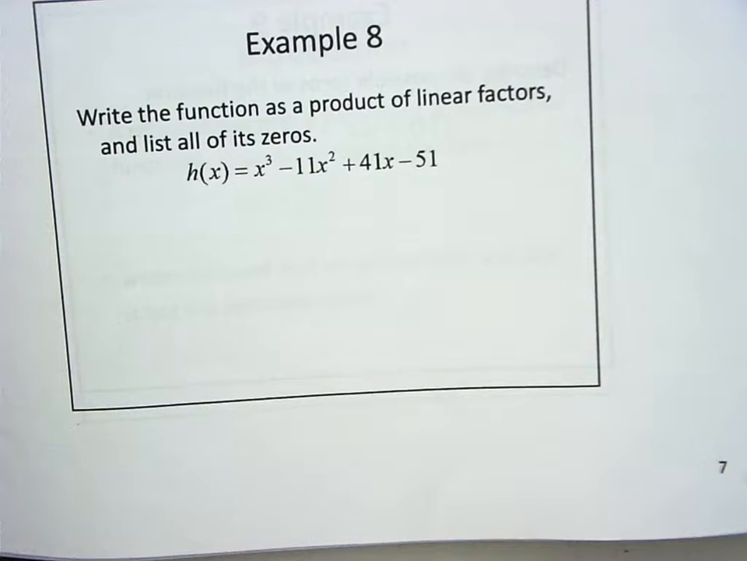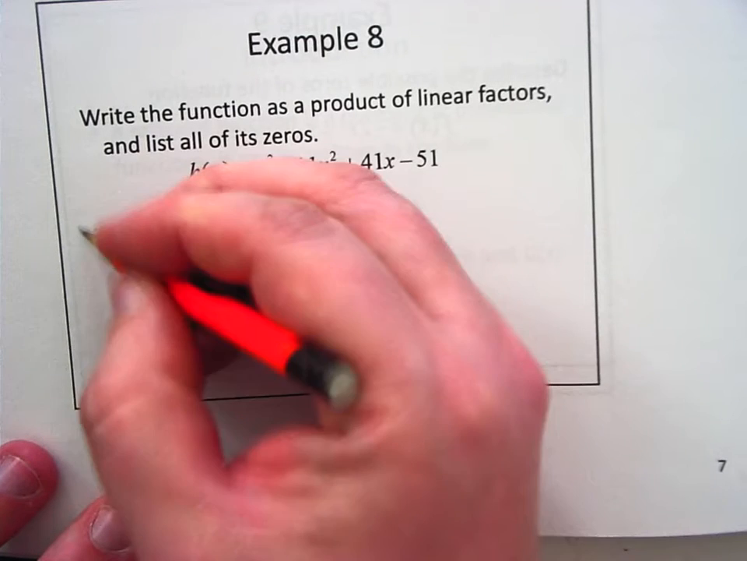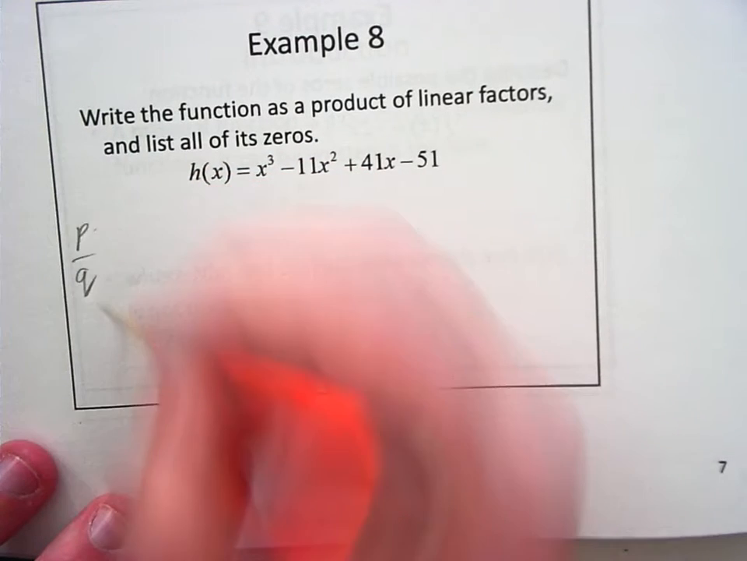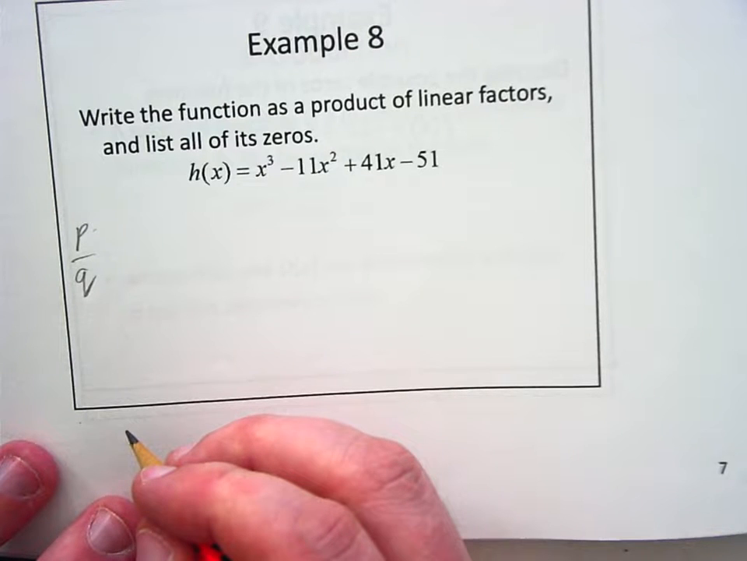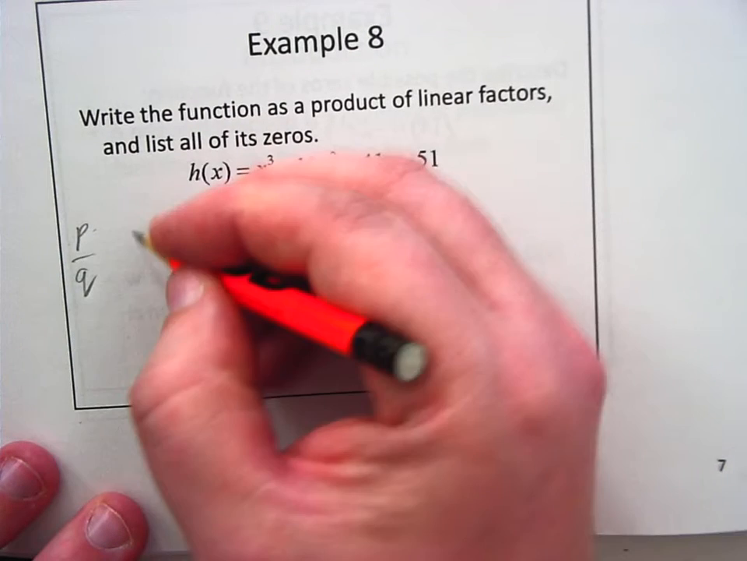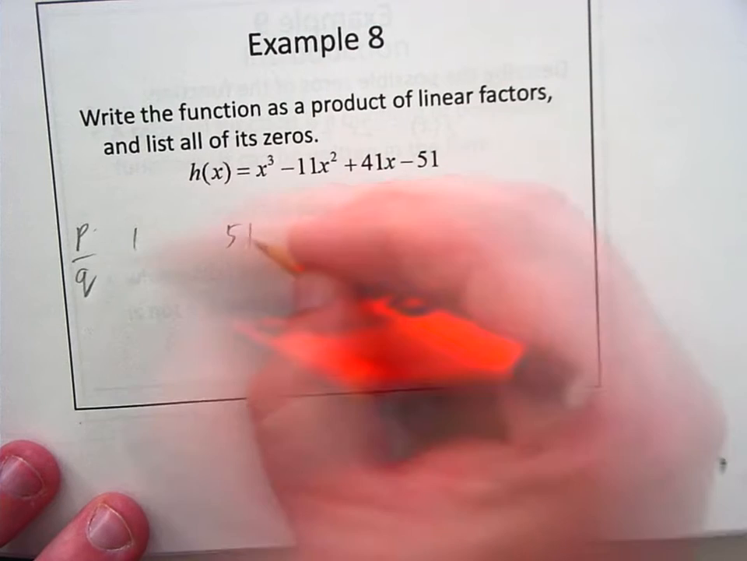Is there any way I could find possible zeros? Yeah. How? I can do p over q. Right? Test for rational zeros. Those are the possible ones, because 1 and 51 are factors of 51. Are there any others?